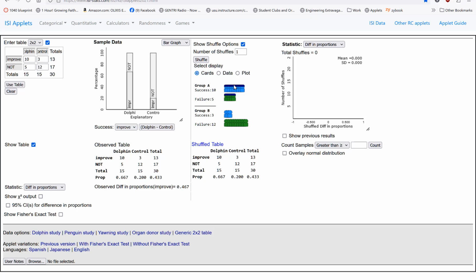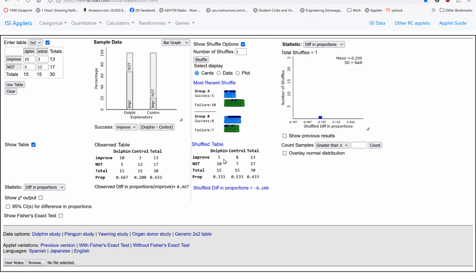Okay. You'll notice these were the 10 people that succeeded, that improved in the dolphin group. These are the 3 people that improved in the control group. Now I'm going to randomly shuffle them. So you put them all in a big group, shuffle them out. And in this most recent shuffle, if dolphin therapy had nothing and you're truly just randomly shuffling them into each group, then group A got 5 successes and group B got 8 successes. You can see the dark ones are the ones that were originally up here in group A. Then you can kind of see how they move from group to group.